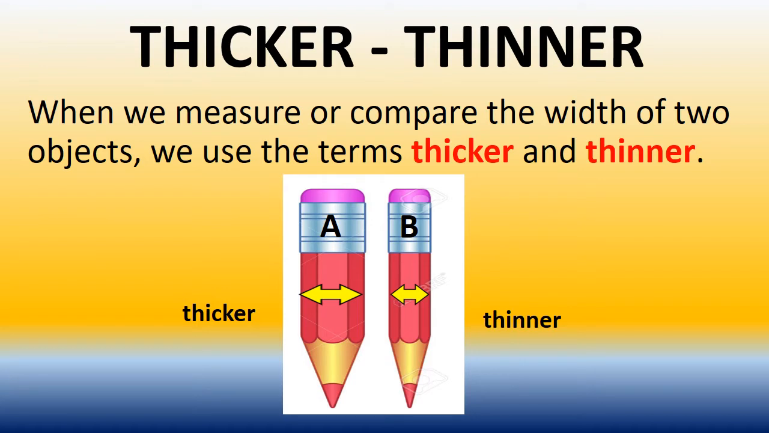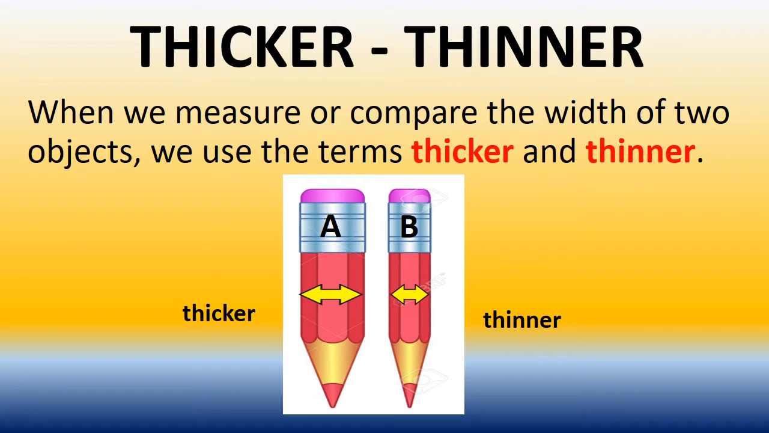Children, pay close attention to these yellow arrows on the screen. They will help us in understanding how to compare the width of two objects. Now, what do we have here? We have two pencils, pencil A and pencil B. The width of pencil A is more than the width of pencil B. Therefore, pencil A is thicker than pencil B.